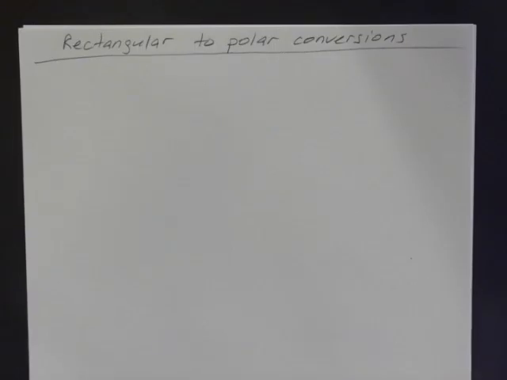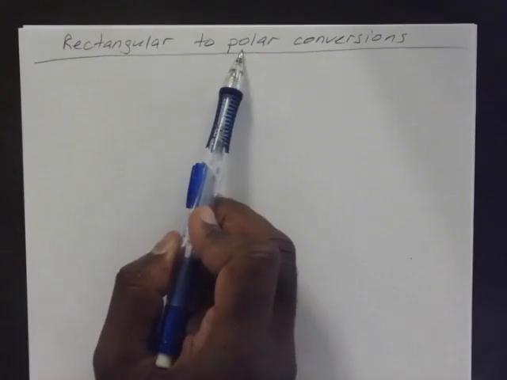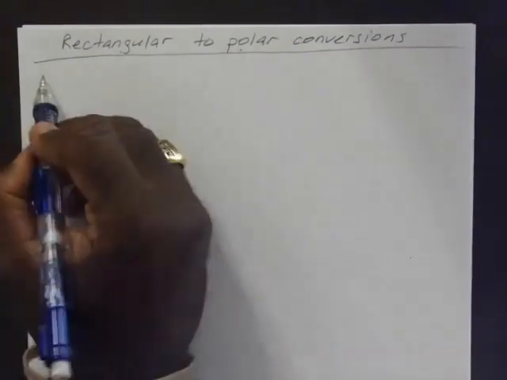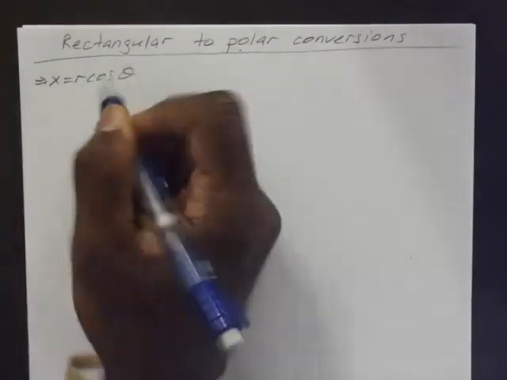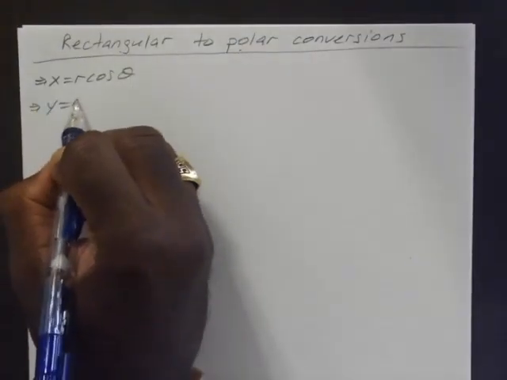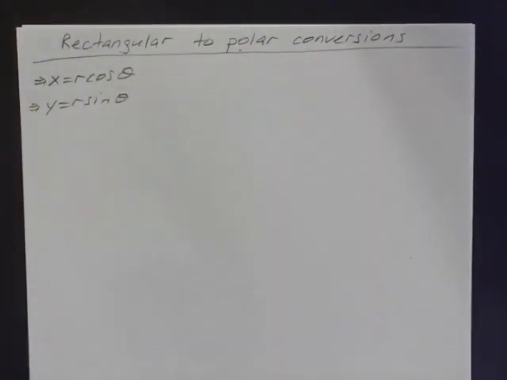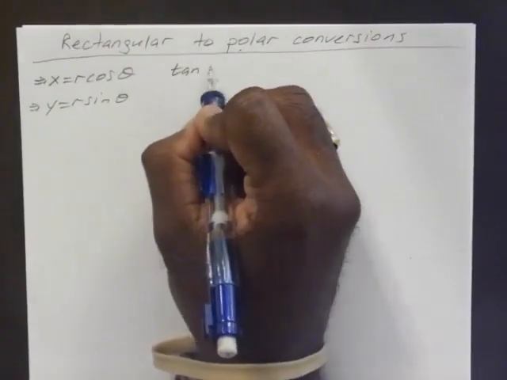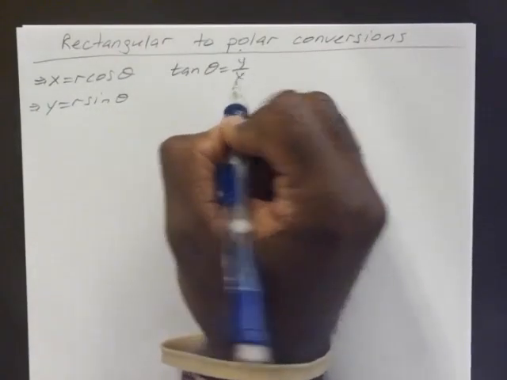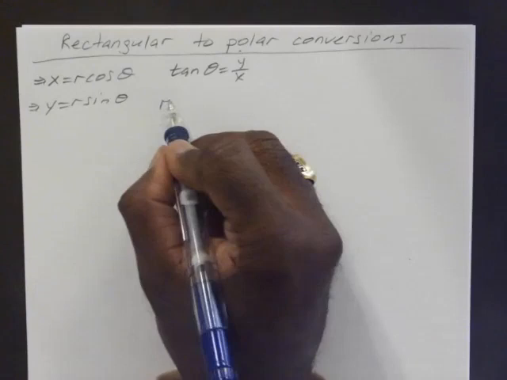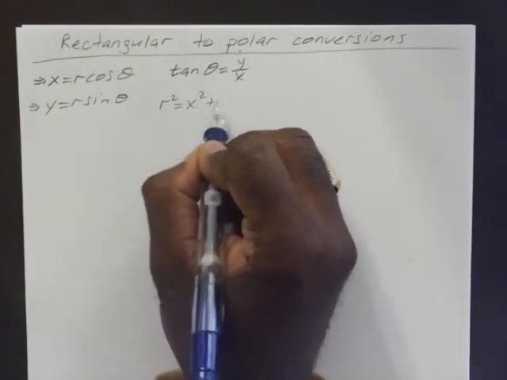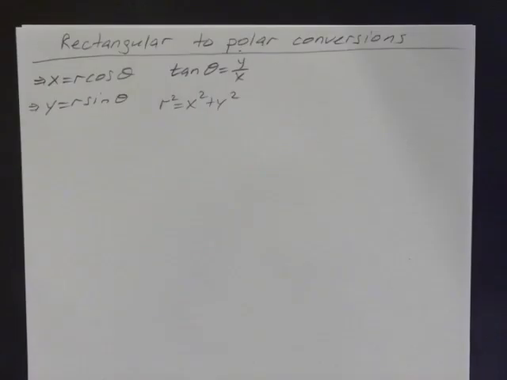Okay. So in this case, we're given our x and y and need to find our r and theta. So we're going to start off just like we did before. x is equal to r times cosine of theta. y equals r times sine of theta. And tangent of theta is equal to y over x. And we have r squared is equal to x squared plus y squared, using the Pythagorean theorem.